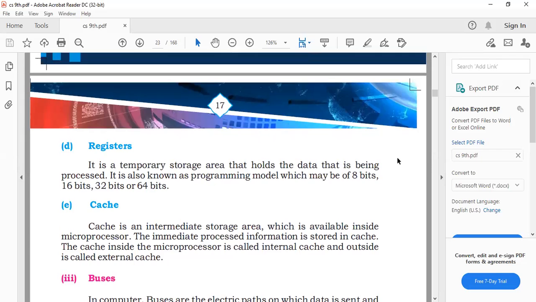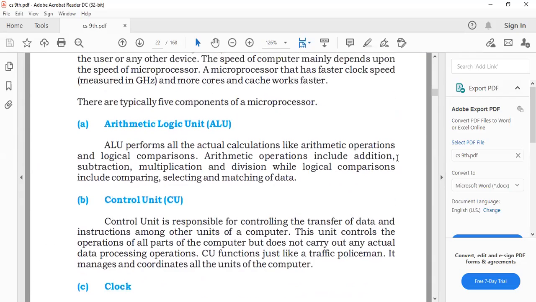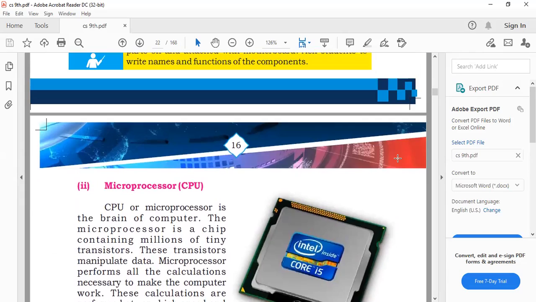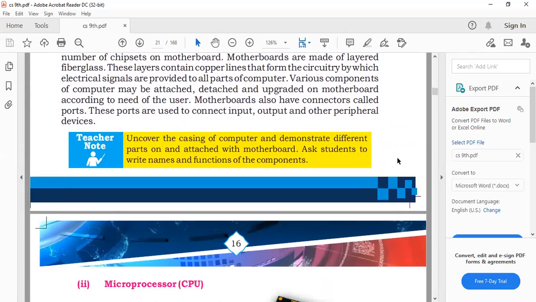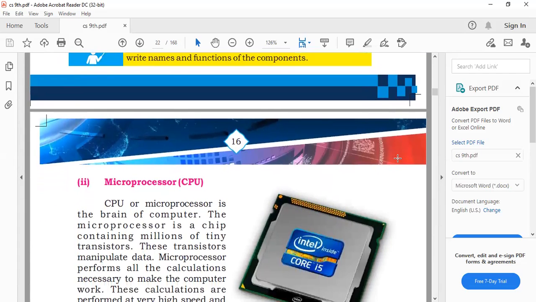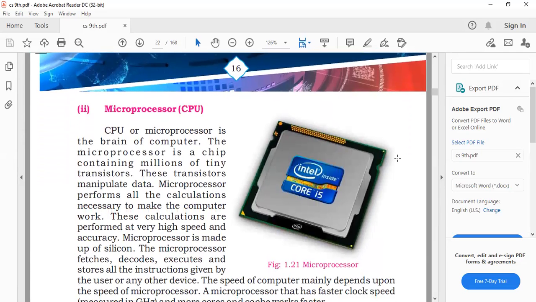So this is, let me tell you where we left off. The motherboard was the last topic we covered, and now the second topic is the microprocessor. So what is a microprocessor? You can call it CPU or microprocessor. Both are the brain of the computer. They have two names, two terminologies: CPU or microprocessor.